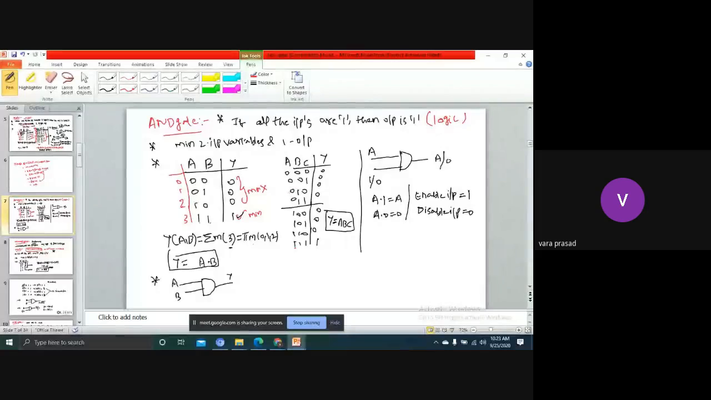y of a comma b comma c is equal to summation m of only 7. This is 7, we got output as 1, means this is the min term. Then pi capital M of 0, 1, 2, 3, 4, 5, 6. These all are max terms. This is the min term. Only one min term is there, 7.